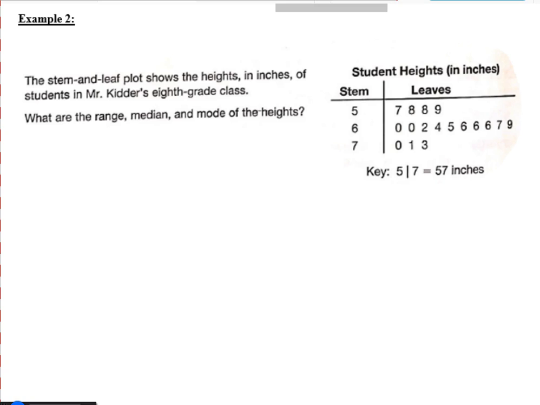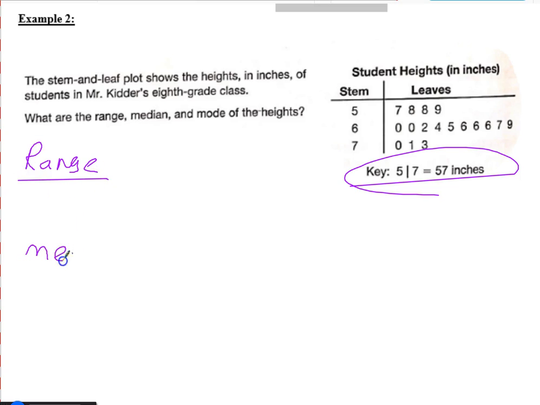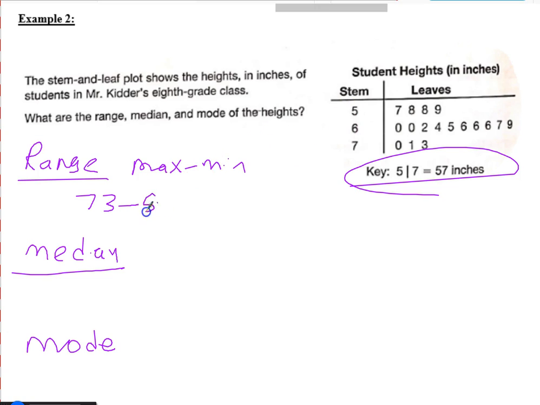Okay, moving on. Again, first thing we want to do is look at this stem and leaf plot and find the key. This tells us that our stem is our tens column, our leaf is our ones column. It wants us to find the range, the median, and the mode. To review, the range is the highest number, the maximum, minus the minimum. So the highest number here is 73, minus the lowest number, which is 57. So our range is going to be 16.